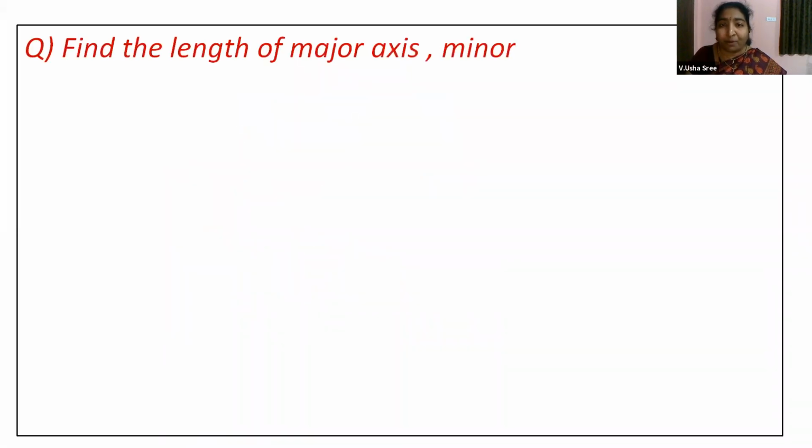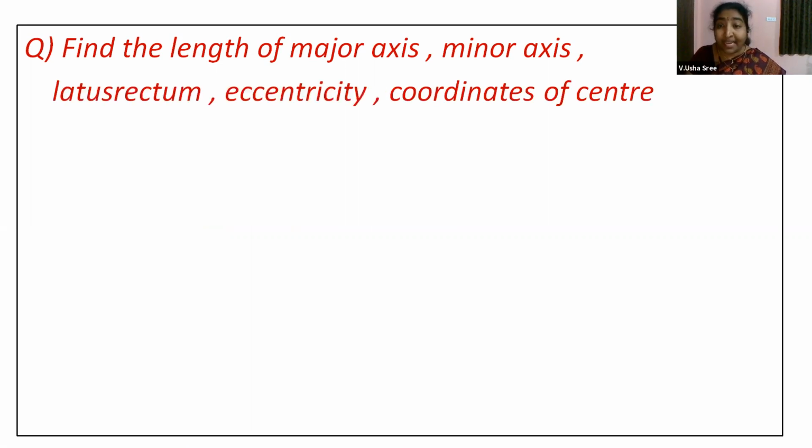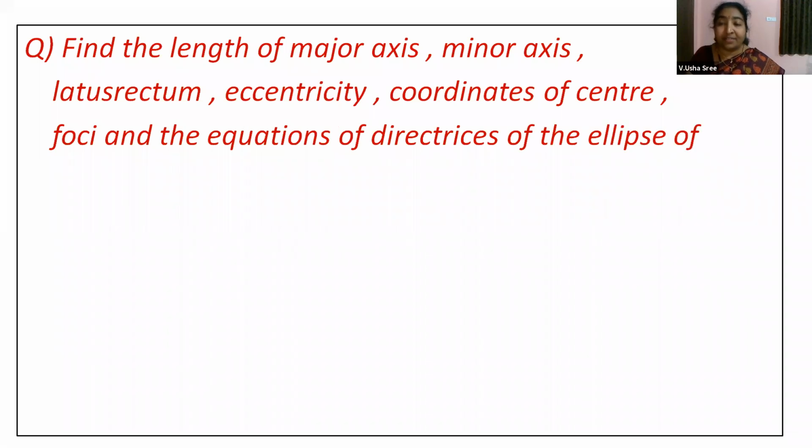Now, we will take up a problem which involves all the terms, whatever we have discussed when I have started with the concept ellipse. Now, find the length of the major axis, minor axis, latus rectum, eccentricity, coordinates of the center, the foci, and the equations of the directrices of the ellipse. X square plus 2y square minus 4x plus 12y plus 14 equal to 0.